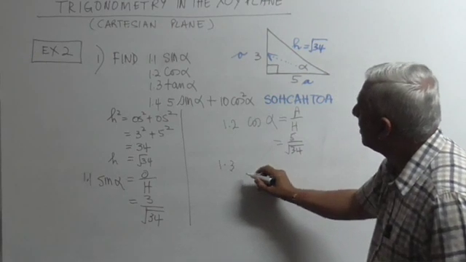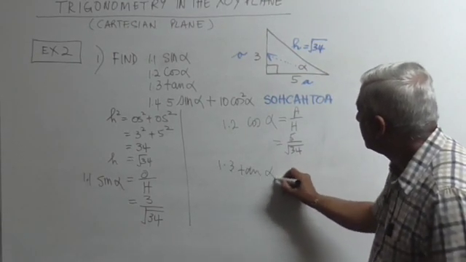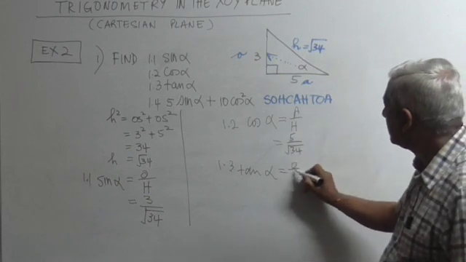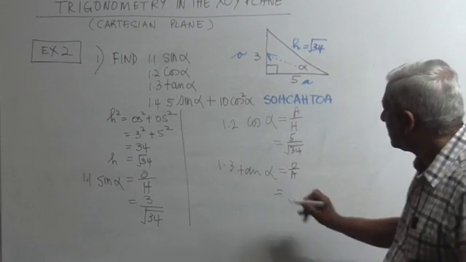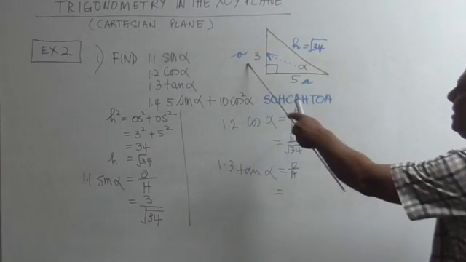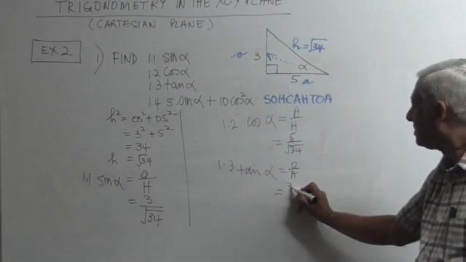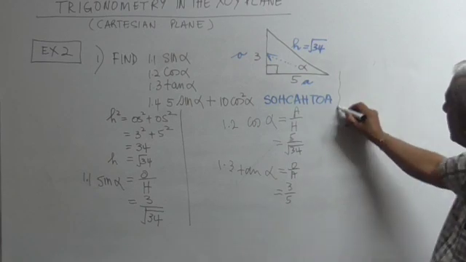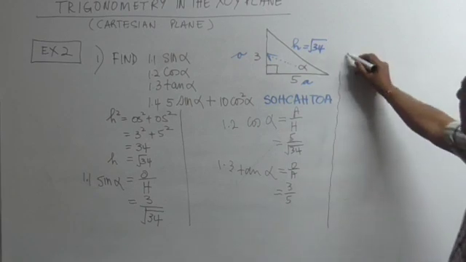1.3. You want tan alpha. Tan alpha is opposite over adjacent. So tan alpha, opposite is 3, adjacent is 5. So this is equal to 3 over 5. And now we come to 1.4.